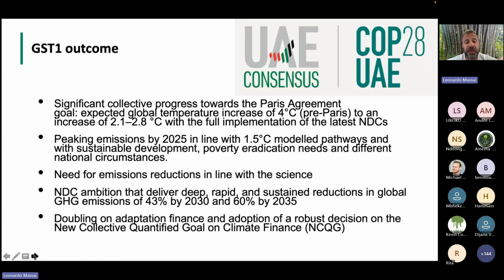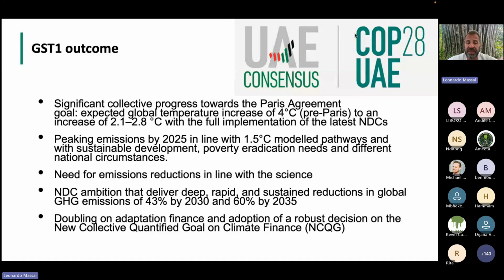So here you have a couple of slides on the result of COP28 in Dubai. And the result of that is shown in these two slides. First of all, the global stocktake told us where we are in terms of emissions. Without the Paris Agreement, we would be at a temperature increase of 4 degrees. With the Paris Agreement, we are now on a range of 2.1 to 2.8 degrees with a full implementation of the latest NDCs.